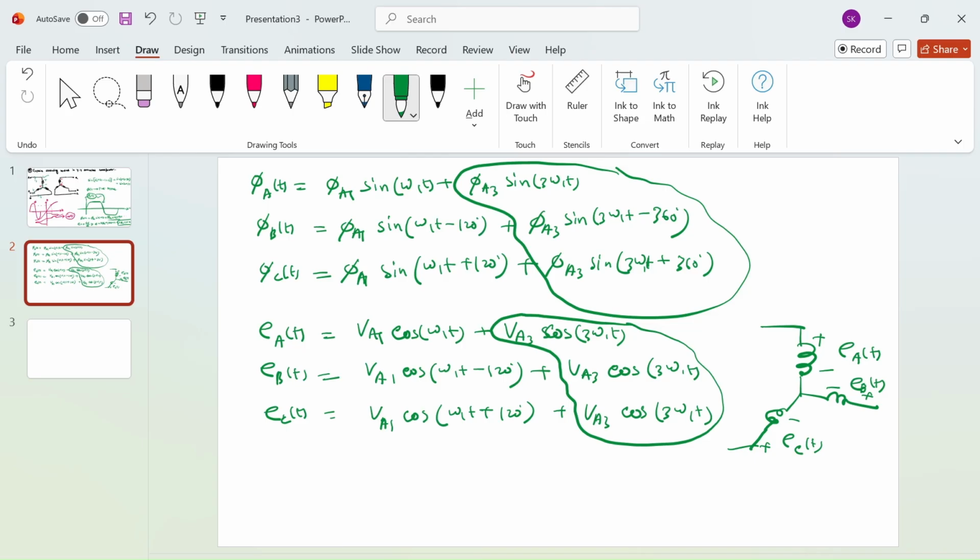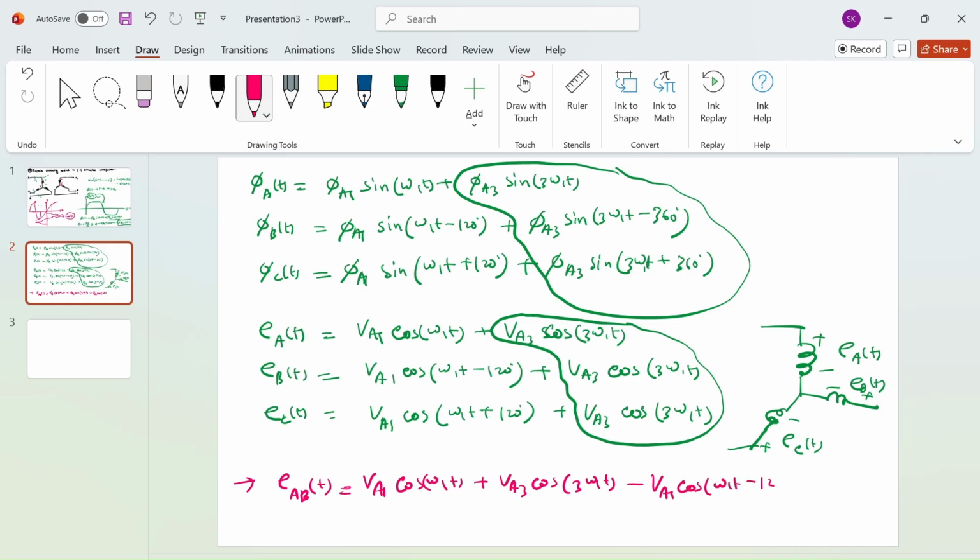But before that, let me explain one more phenomenon. Let's say I want to calculate the line voltage, EAB. Doing the calculations: VA1 cos omega 1 t plus VA3 cos 3 omega 1 t, minus VA1 cos (omega 1 t minus 120 degrees) plus VA3 cos 3 omega 1 t.